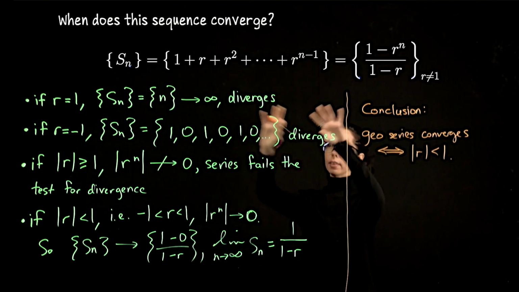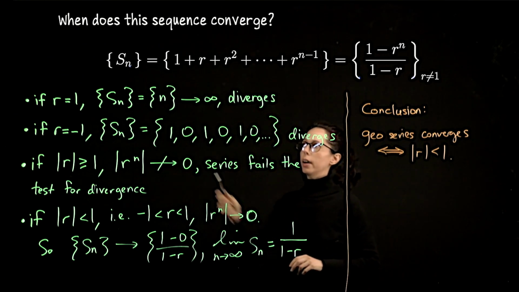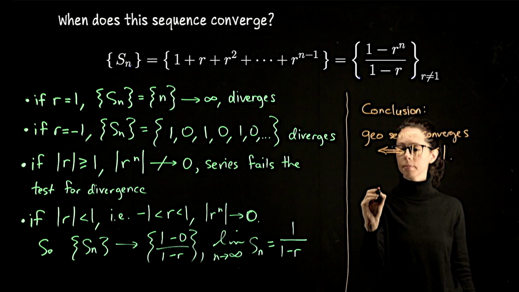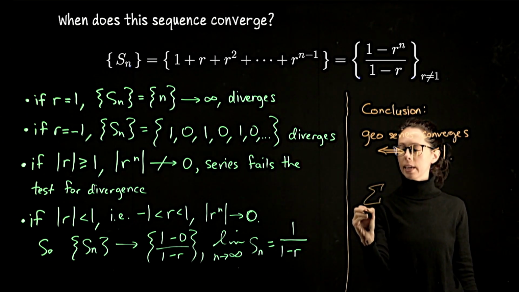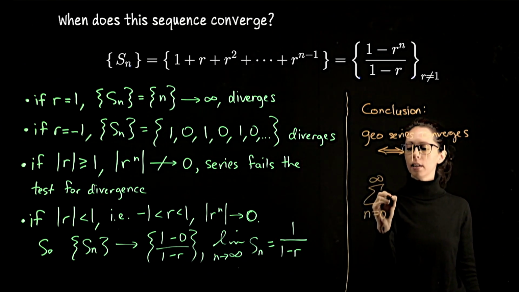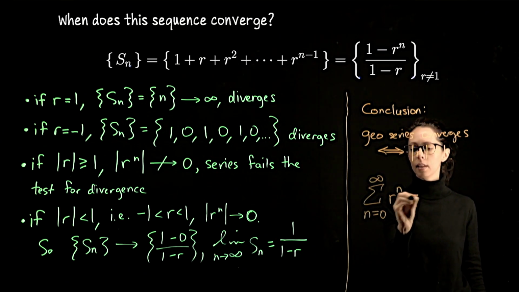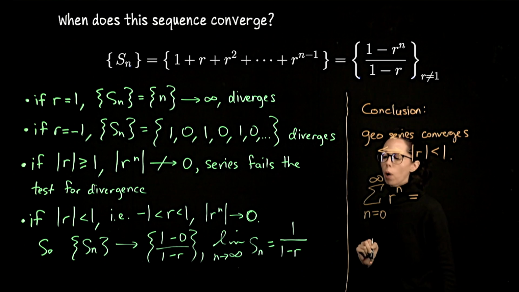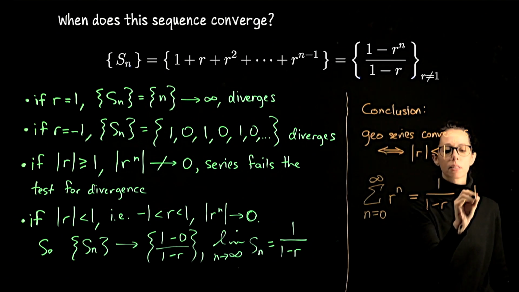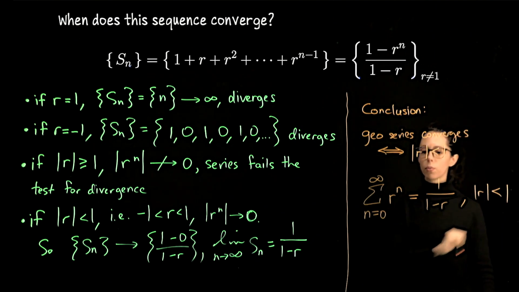The way that I've written this series, we're actually starting here with an index of n equals 0. So let me write the formula that way. What we're saying is that if you have the series that starts at 0 and goes off to infinity, r to the n, this series adds up to 1 over 1 minus r, of course, when r is between -1 and 1.